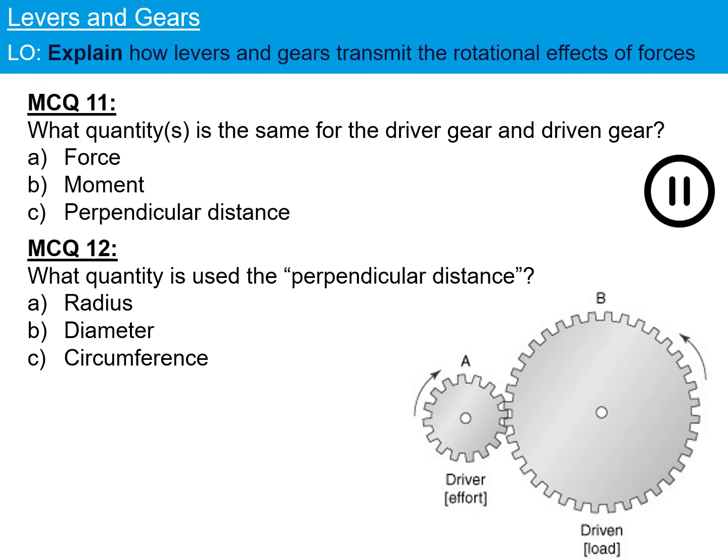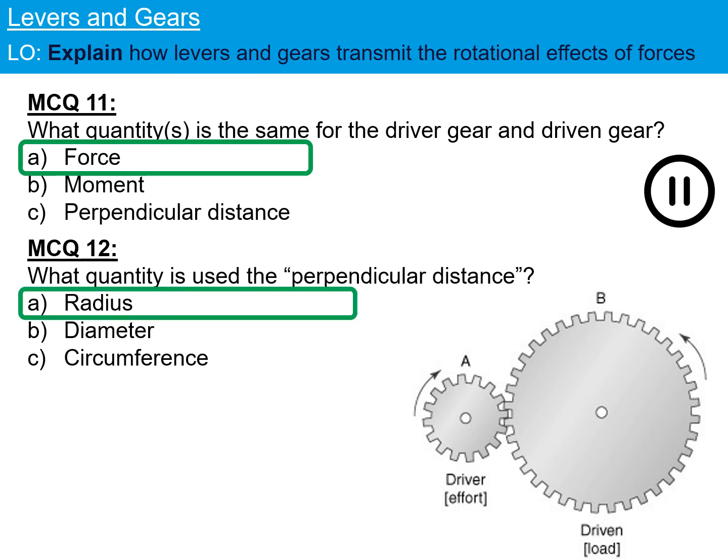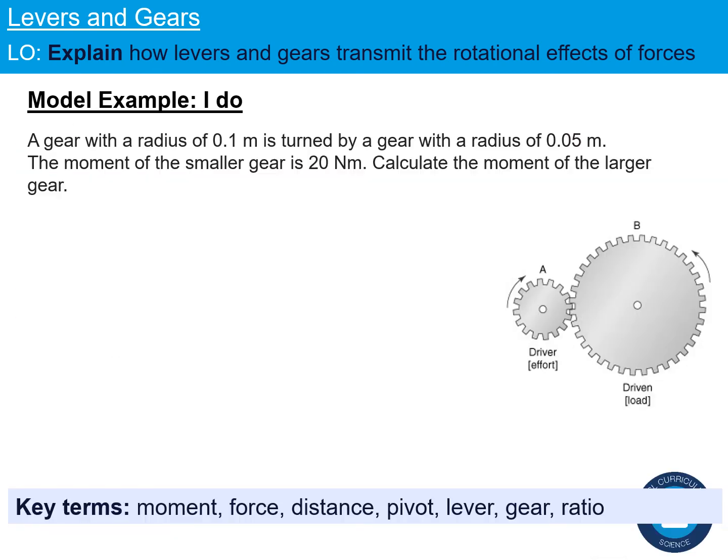Pausing the video and answering questions 11 and 12. You should now have A, B or C written down for 11 and 12. So for our driven gear and our driver gear, the force is the quantity that is the same for both. And the quantity that is used as the perpendicular distance is the radius.